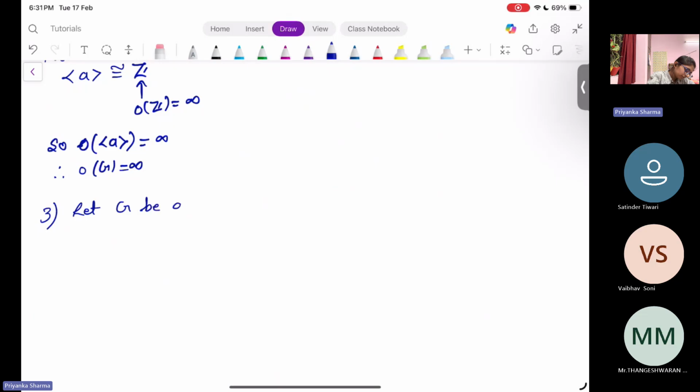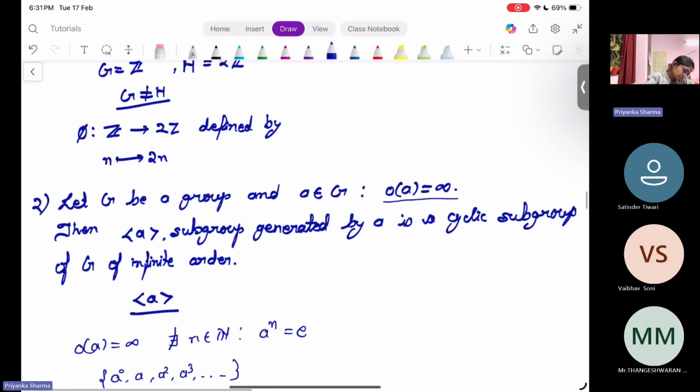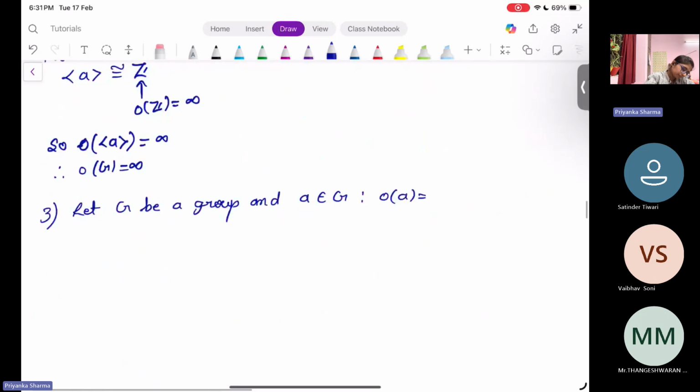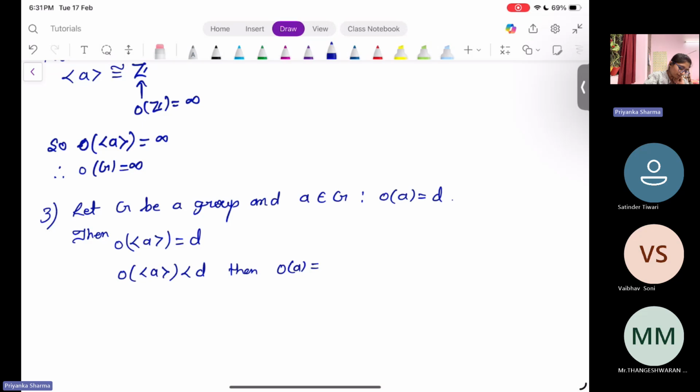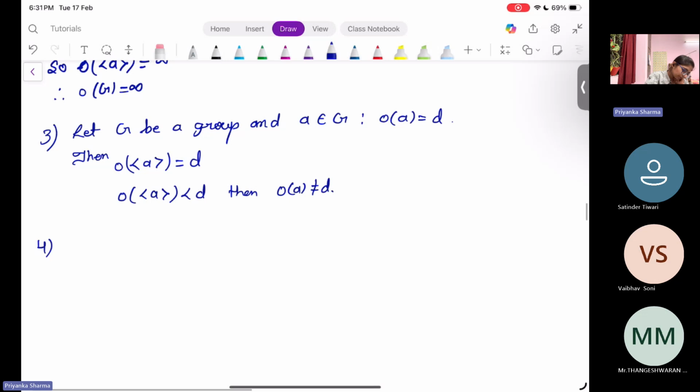So, let G be a group and there is some A belongs to G such that the order of A is D. Then we can consider the subgroup generated by A. What will be its order? It will be D. Because if the order of the subgroup generated by A were less than D, then it would contradict the fact that the order of A is D. So the third statement is true.